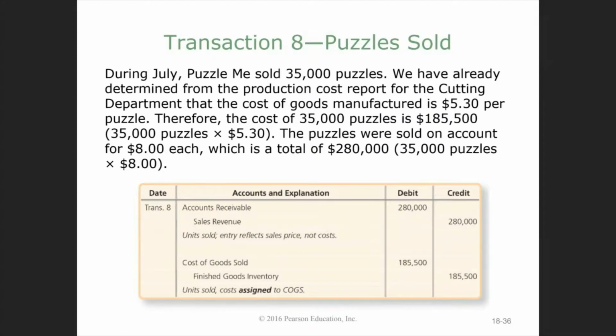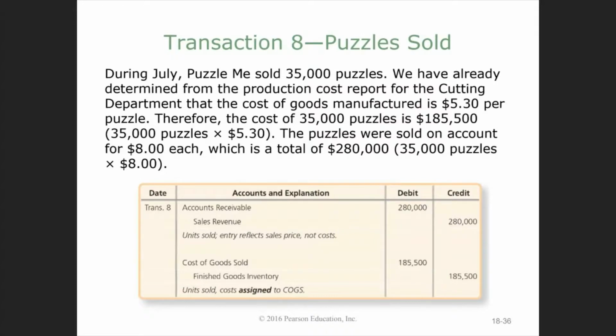And how do we calculate that? We're going to take the 35,000 puzzles times the price of $5.30. That's going to give us the $185,500. The puzzles were sold on account for $8 each. So that's a total of $280,000 because you take 35,000 puzzles times $8.